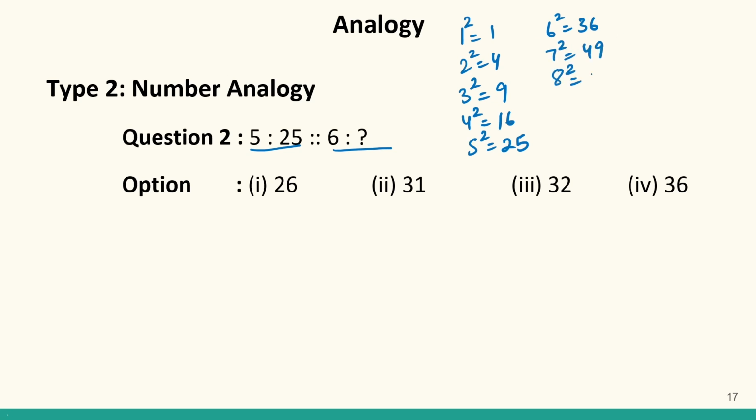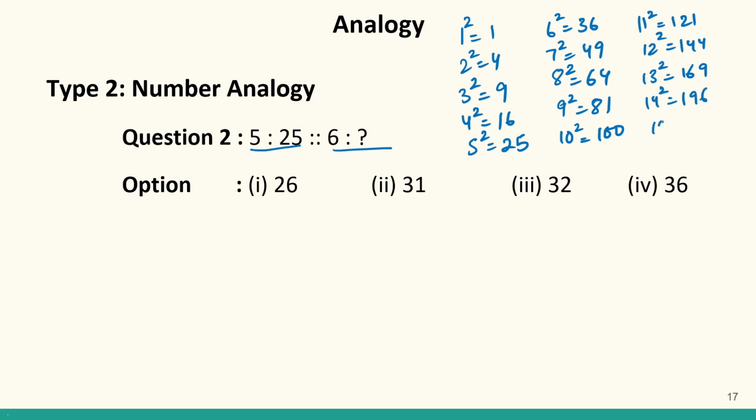49, 64, 9 square is 81, 10 square is 100. Similarly, 11 square is 121, 12 square is 144, 13 square is 169, 14 square is 196, and 15 square is 225. So 1 to 30 is how many you should remember. Here I can see very clearly that 25 is the square of 5.